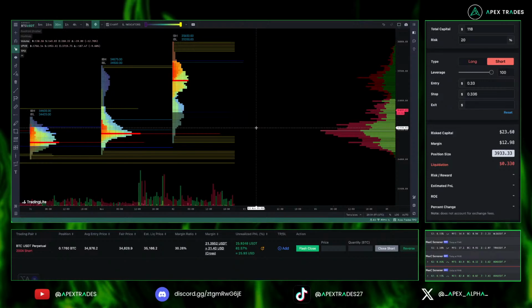Approaching the value area low. I want to see how it reacts here. There'll be some profit taken for people who are short, and my suspicions will be, we'll find out in a quick second.